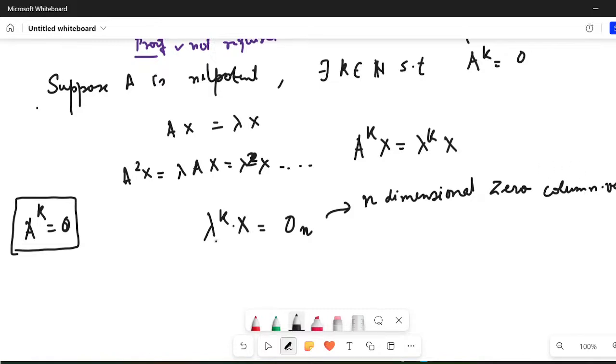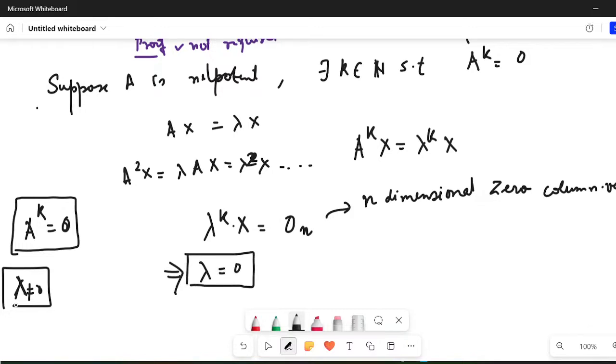And by definition itself, we know that for x not equal to 0, that implies what? That implies lambda must be equal to 0, because if x is 0, then we are discussing the trivial case. So we are not discussing the trivial case. So it implies lambda raised to power k must be 0. That implies lambda must be 0.